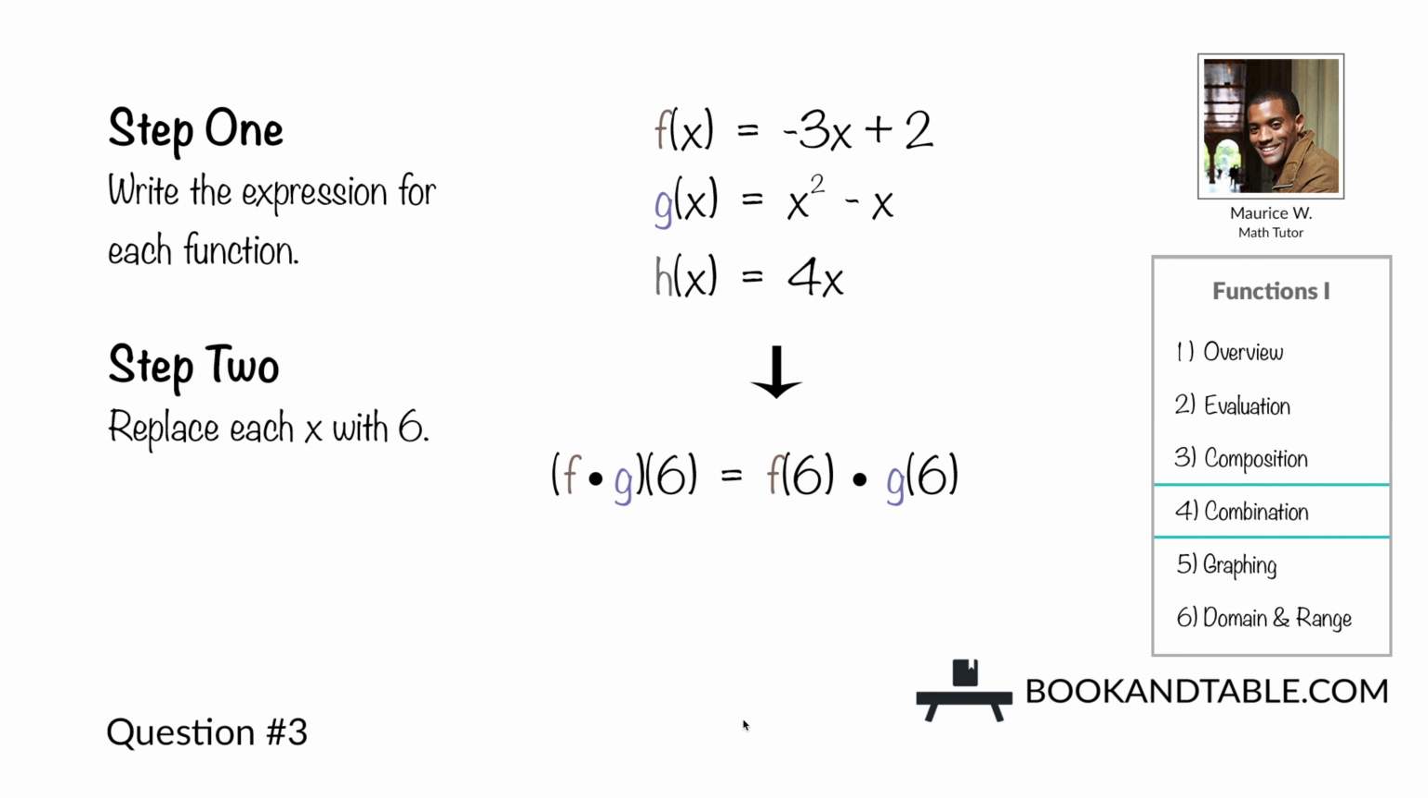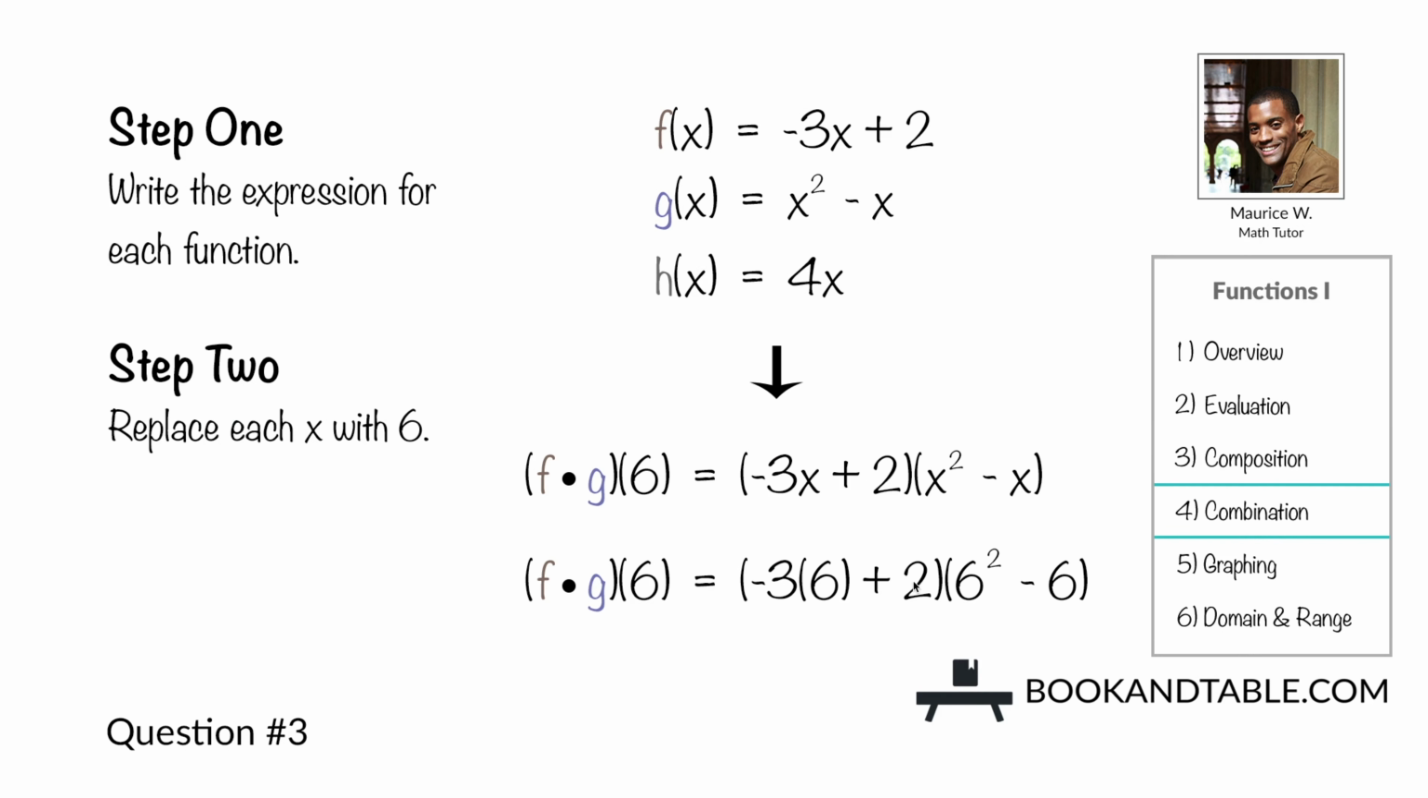Let's now have a look at question number 3. We're asked to find f times g of 6. So step 1, write the expression for each function, both f and g, and we'll put them inside a pair of parentheses. And now step 2, replace each x with 6. So when we do so, we get negative 3 times 6 plus 2 times 6 squared minus 6.